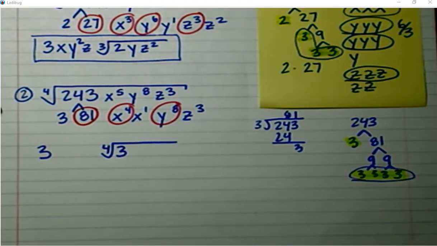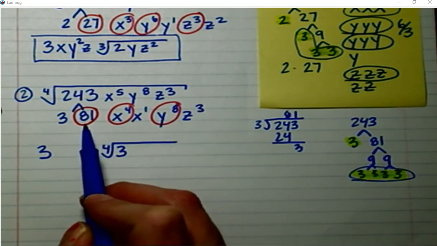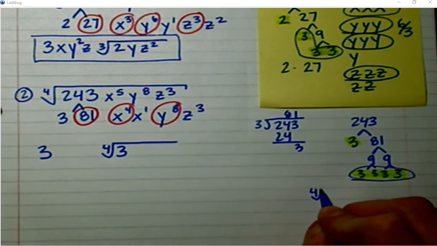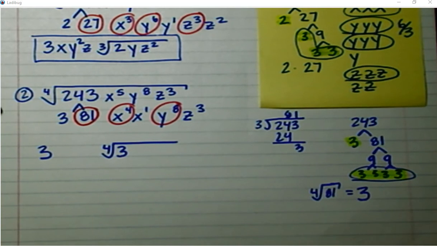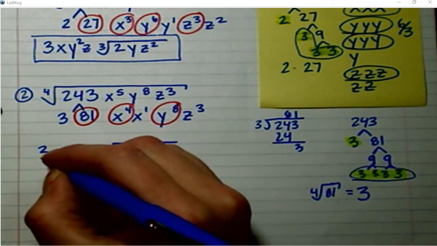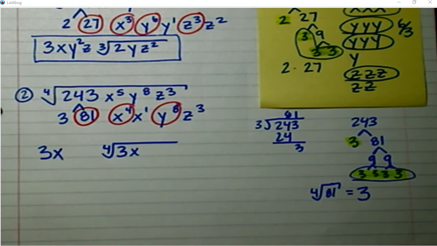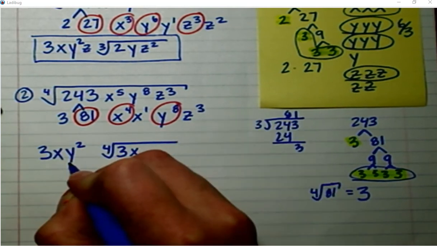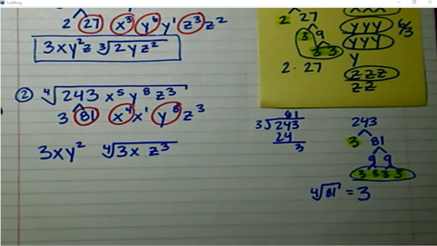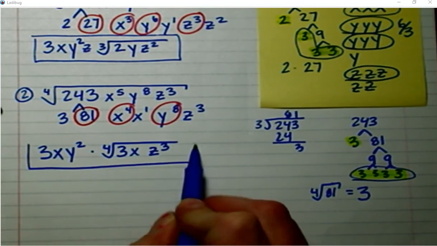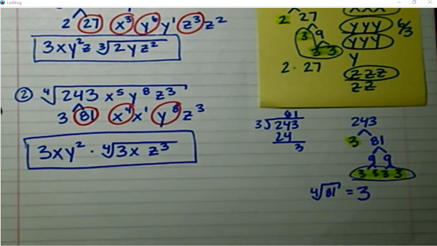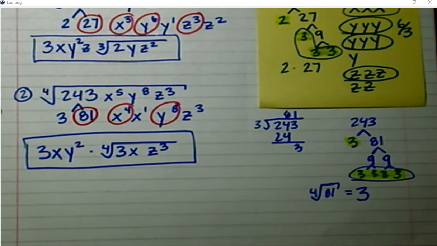I thought the 81 was... No, 81 is the radicand, right? So what is the fourth root of 81? 3. Okay? So I'm only circling the group, and I'm taking out one of them. All right, so x comes out, x stays. y squared comes out, z cubed stays. I guess I could put a multiplier, there's a big space there. Okay, it is going to take a little scratch work, especially for the numbers.